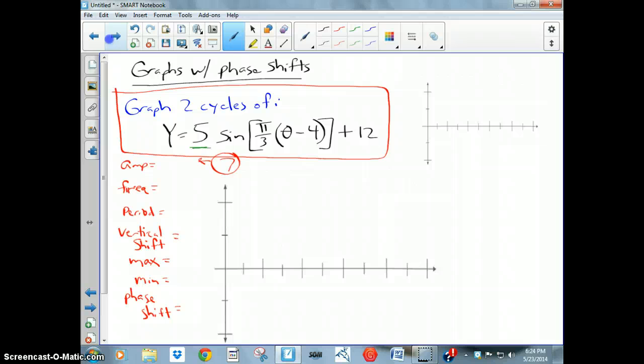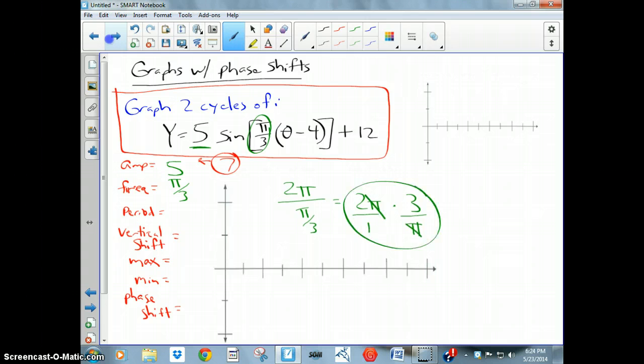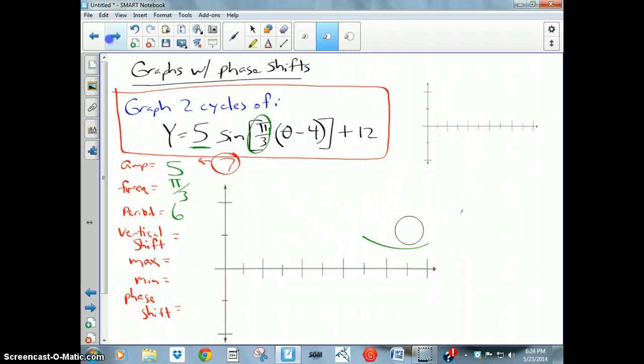All right, here we go. The amplitude is the A value, which is 5. The frequency is the B value, which is pi divided by 3. The period is 2 pi over the B value, which is pi divided by 3, which is the same as 2 pi times that fraction flipped over. Now, if you times them, the pi's will cancel out, and 2 times 3 is equal to 6. Therefore, our period here is 6. I'm going to erase that and continue on.